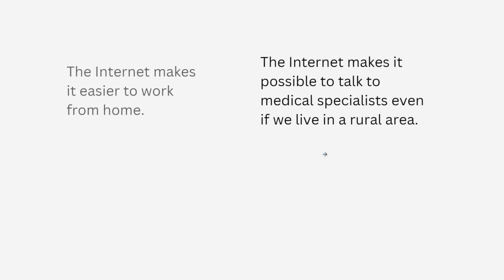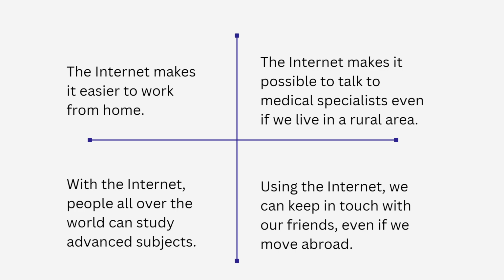So for example, if the student has said that it's beneficial, it's easy to say, okay, so in terms of work, the internet makes it easier to work from home. And then this becomes their first main idea, and then the focus of their whole first body paragraph. And then if they're thinking about it in terms of health, it's easy for them to say, okay, the internet makes it possible to talk to medical specialists even if we live in a rural area. And that becomes the second main idea, and the whole focus of the second body paragraph.